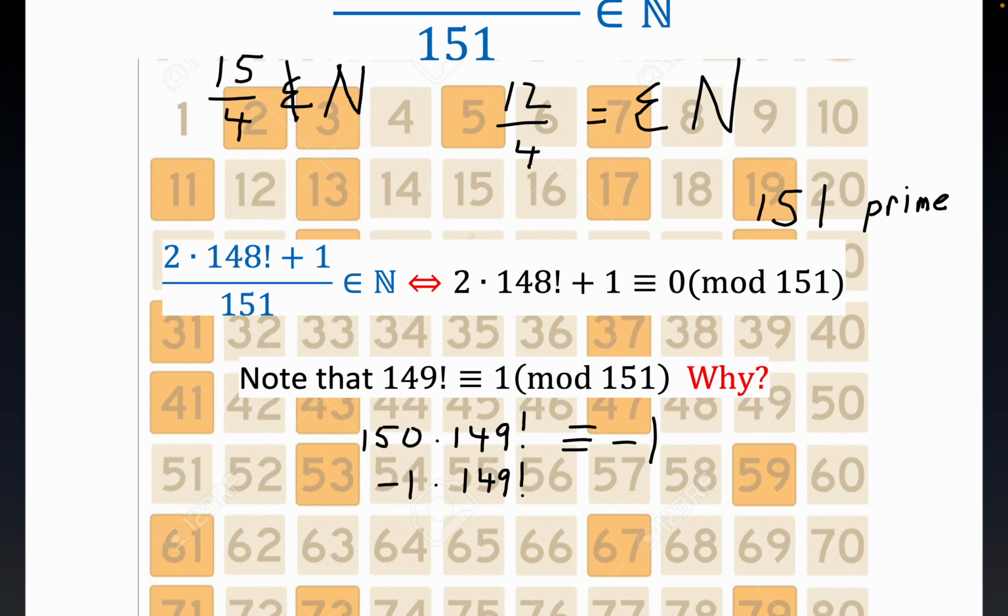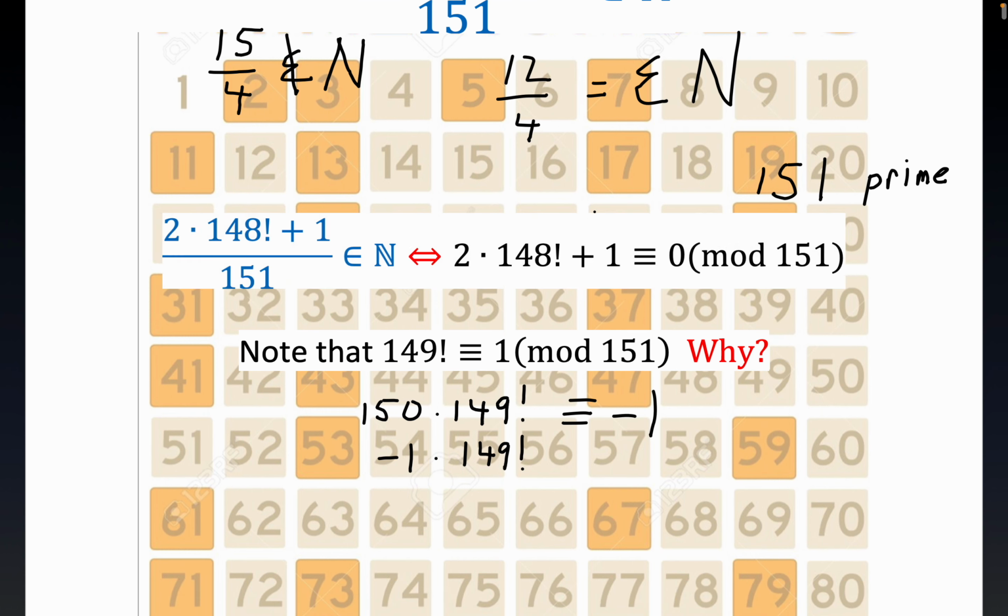And this is a statement of Wilson's theorem if you just recognize this as p minus 1 factorial, or 151 minus 1 in this case, okay? So we know that this is true, just a corollary of Wilson's theorem. Now, what we're trying to show is that this is true, okay?